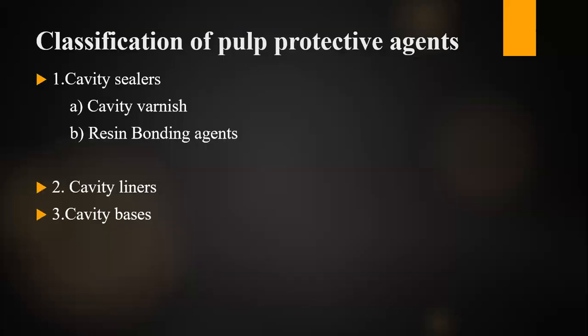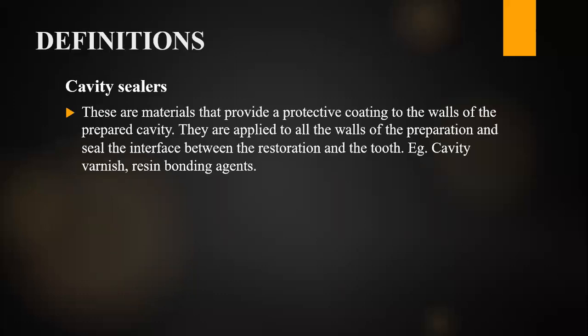Then the various pulp protective agents can be broadly classified into three categories, that is cavity sealers, cavity liners, and cavity bases. Cavity sealers include cavity varnishes and resin bonding agents. Now, the definitions. Cavity sealers are materials that provide a protective coating to the walls of the prepared cavity. They are applied to all the walls of the preparation and seal the interface between the restoration and the tooth. Example, cavity varnish, resin bonding agents.